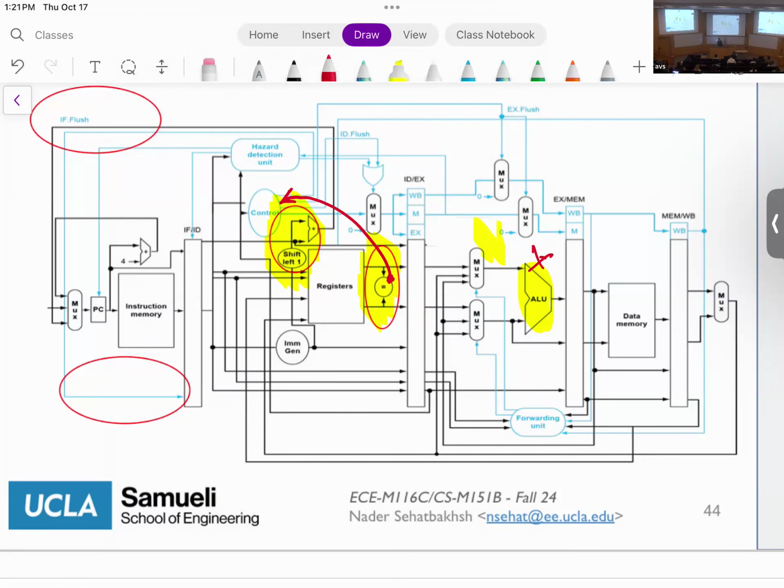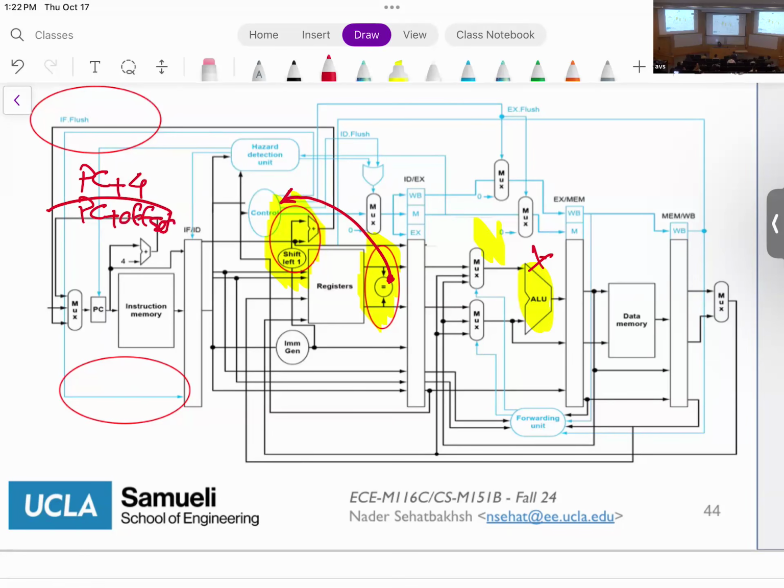I did not show it in this picture, but just imagine that there is a blue signal going to the controller. Okay? And then the way this works is that now I'm going to be able to decide whether the instruction that I read is PC plus 4 or PC plus offset, okay?